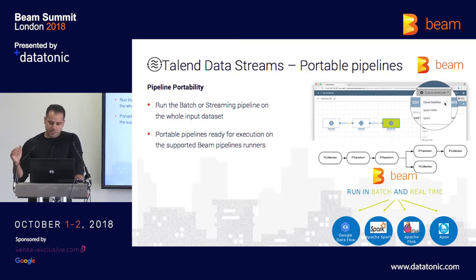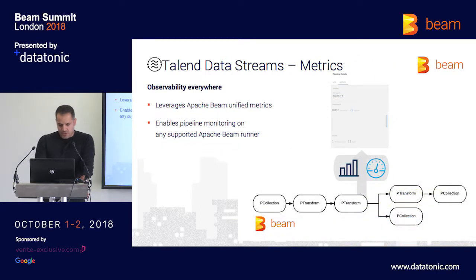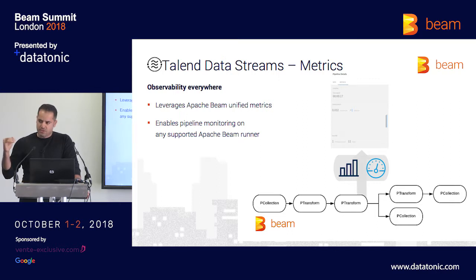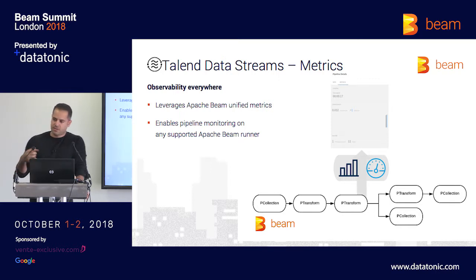You build your graphical pipeline. Behind the scenes, we'll call the Beam compiler, build the Beam pipeline, and then execute it on a supported runner. One last thing is the metrics. I'm not sure if you're aware of the Beam unified metrics layer on top of all the supported runners. That comes for free. When you're running the Apache Beam pipelines on the runner, we can leverage the Apache Beam metrics to show you the execution metrics, regardless of the runner that you're using.